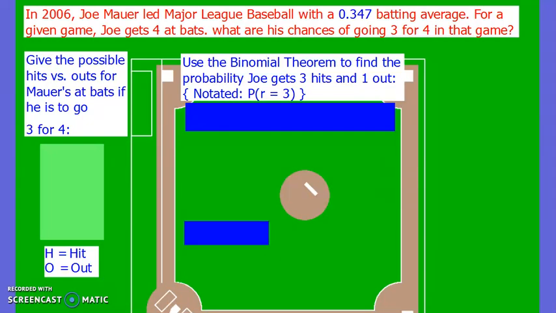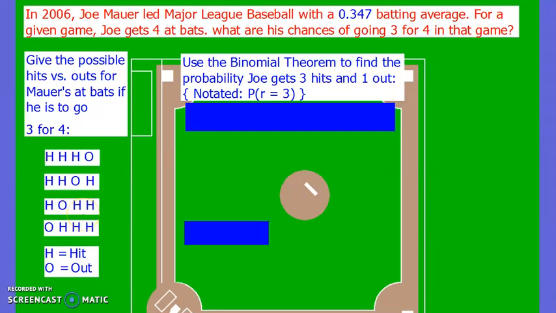Well, we can use that binomial theorem. Again, the first thing we want to think about is, to go 3 for 4 doesn't mean he's going to get 3 hits and then 1 out. We first need to find the possible number of ways, the possible hits versus outs for Mauer's at-bats if he's going to go 3 for 4. Well, he could have 3 hits and then an out, but really that out could be positioned in any one of his at-bats. Technically, there are 4 different ways in which Joe Mauer can go 3 for 4.